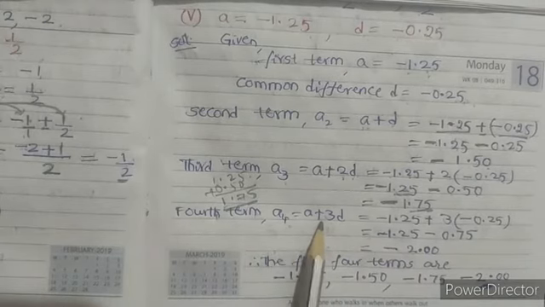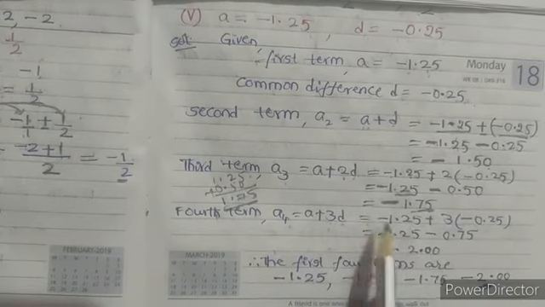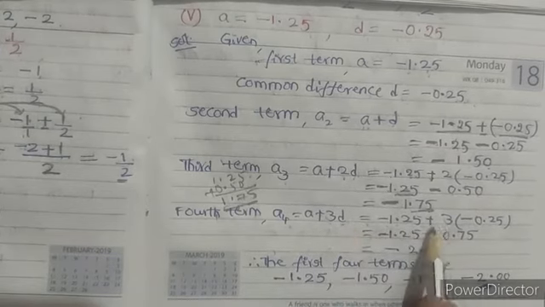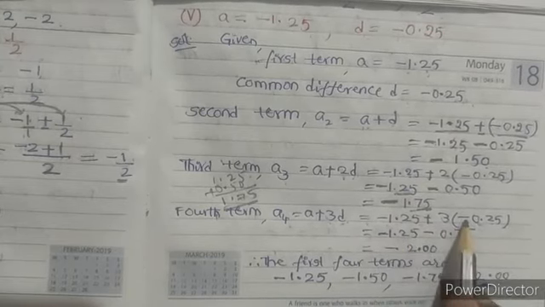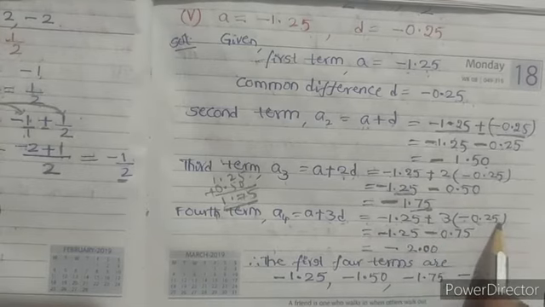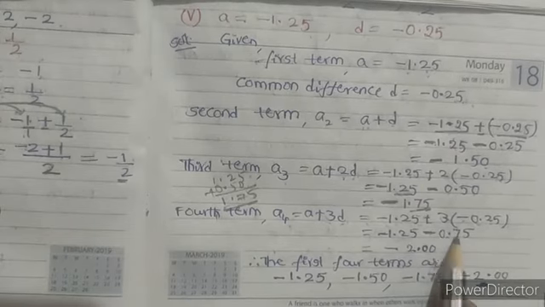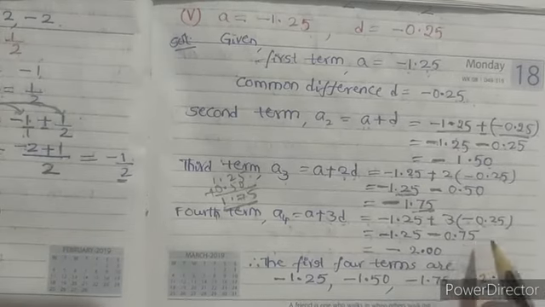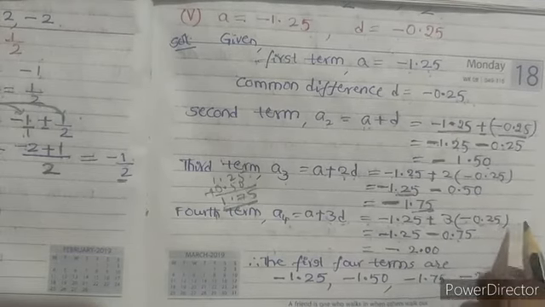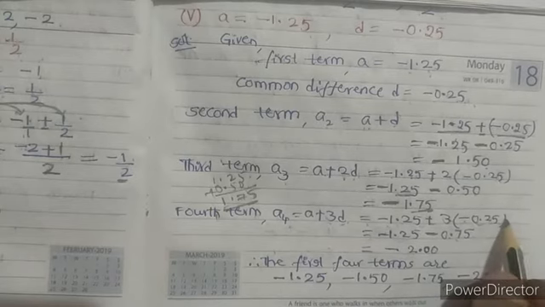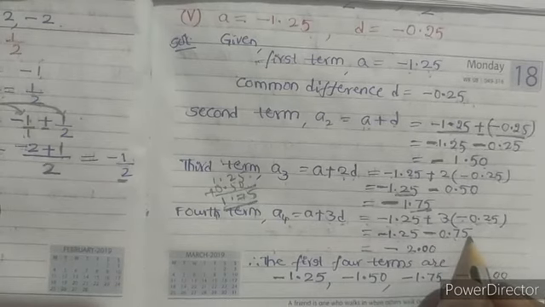Fourth term, a4 is equal to a plus 3d, that is equal to minus 1.25. A value is minus 1.25. 3 into d, plus 3 into d value is minus 0.25. A value, plus into minus, that is minus 3 into 0.25. 3 times 0.25 is nothing but 0.75. So there is a simple technique also. 0.25, you treat that as 25 paise. 25 paise 3 times: 25 paise, 25 paise, 25 paise. Totally 75 paise. So we can write 0.75.